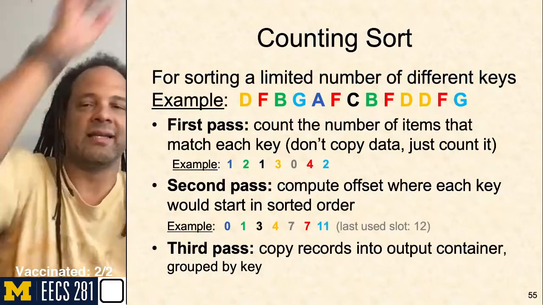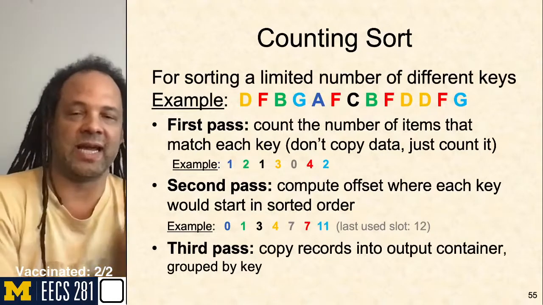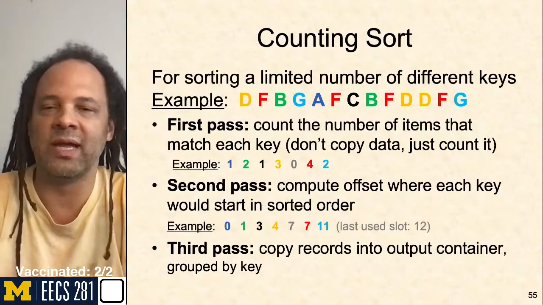Another senior, second senior slot. Another freshman, go to the second available freshman slot. And that's what a counting sort does.